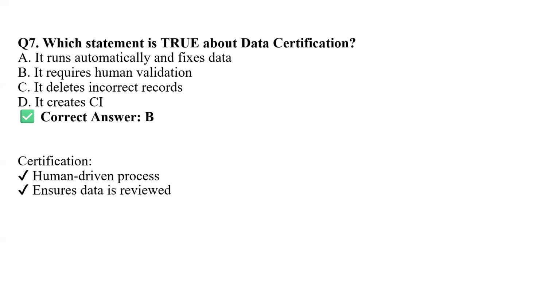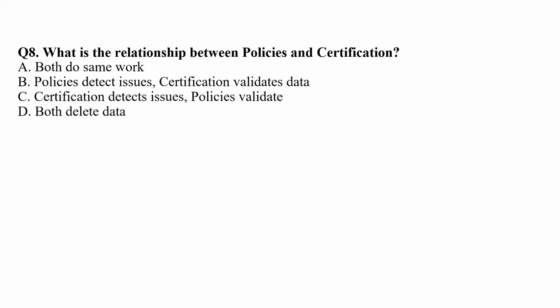So it's a human driven process, ensures data is reviewed or not. Next one. What is the relationship between policies and certification? Option A, both do same work. Option B, policies detect issues. Option C, certification validates data. Option C, certificates detect issues. Policies validate. Option D, both delete data.